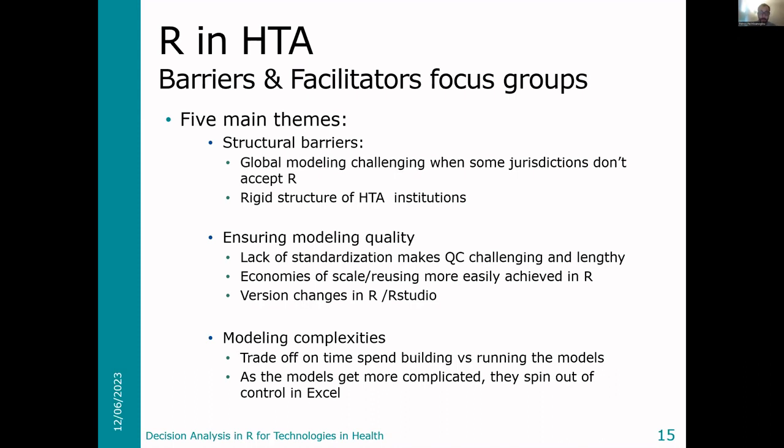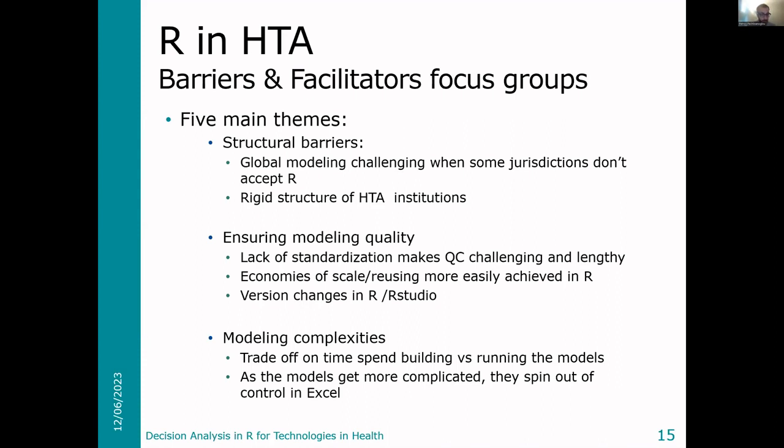On the flip side, there's more economies of scale with reusing models. You can think of smart ways that you can create, for example, template models where the quality is ensured, or you can create packages that are standardized and approved by HTA agencies, that can make this much easier.